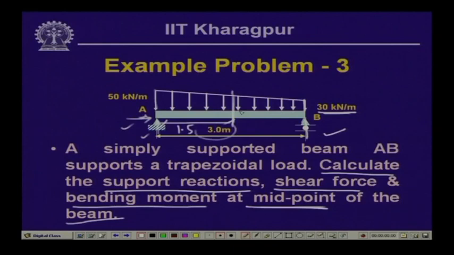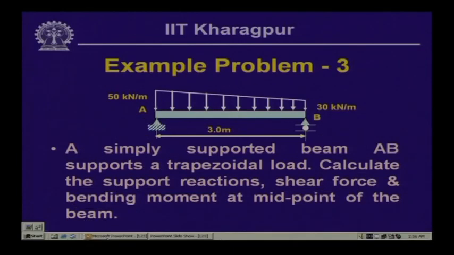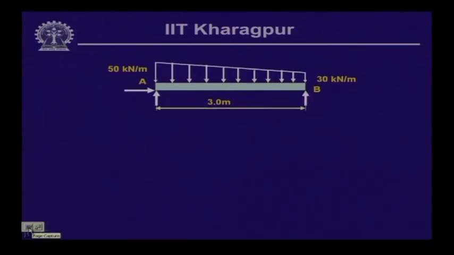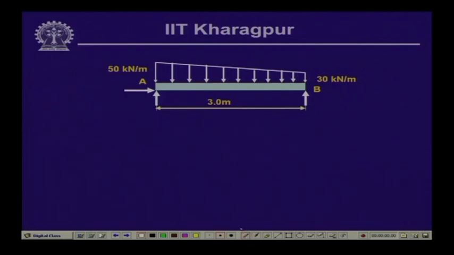Now, let us look into the free body diagram of this particular beam. Now, this is the free body diagram wherein let us call this particular reactive force R A, let us call this H A and this reactive force R B, and the intensity of the load at this point is 30 kilonewton per meter. The intensity of the load here is 50 kilonewton per meter.